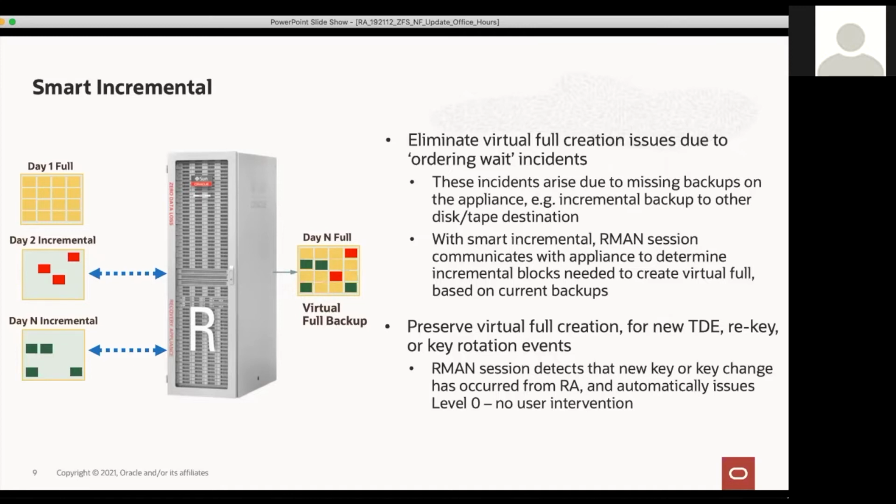So the smart incremental, what happens here is that it will send the level 1 just like normal to RA. It'll internally get that message that encryption key mismatch has occurred. And the client will then know to send a new level 0 in this case. And that will then resolve that situation and continue the virtual full backup. So essentially no user intervention is needed now when you have a new TDE or rekey operation happening.